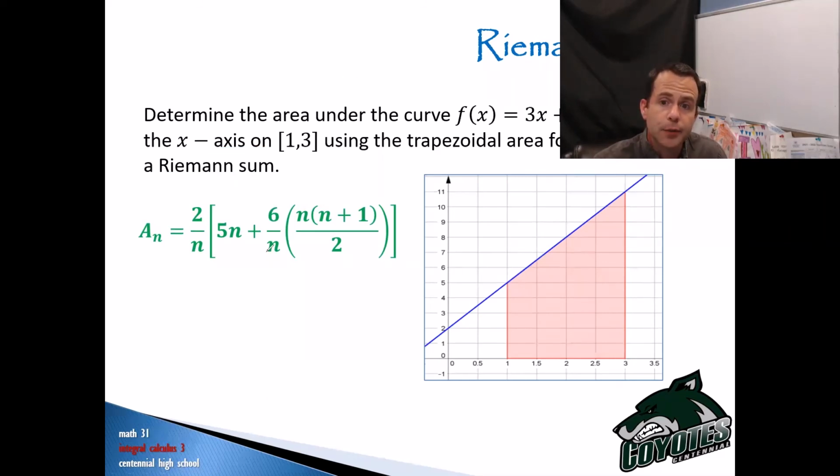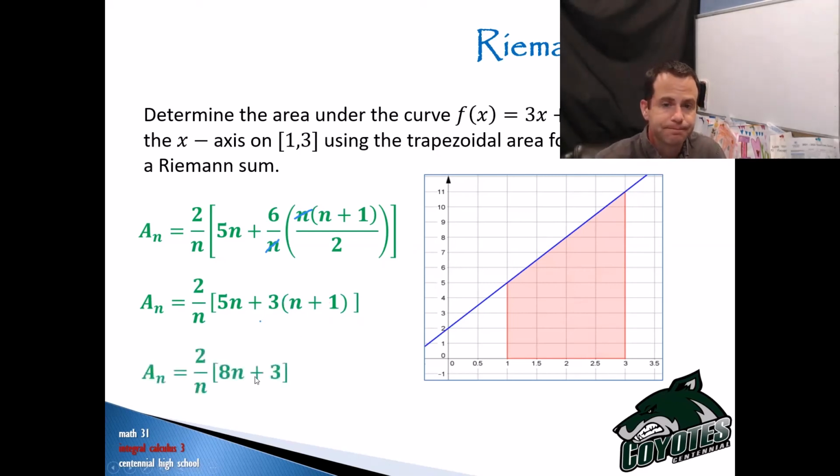Now, my n's would divide each other out, and 6 over 2 is 3. So that's going to give me 5n plus 3 times n plus 1. Now, 3n plus 3 when I distribute that, and so that'll be 8n plus 3. 2 over n times 8n would be 16, and 2 over n times 3 would give me 6 over n. So right now I've got the area is 16 plus 6 over n.